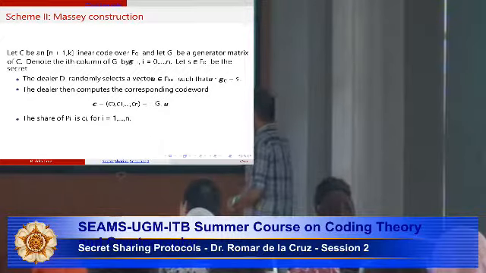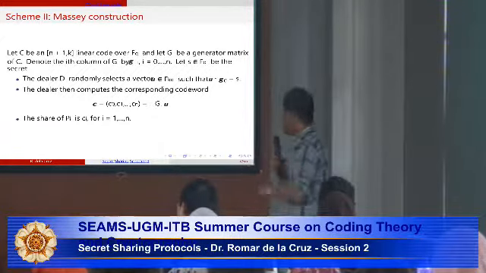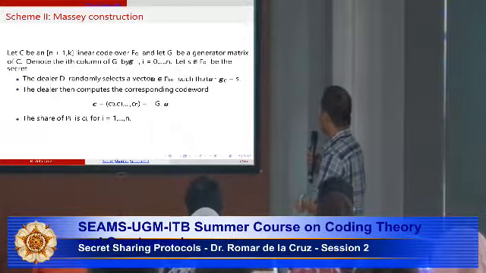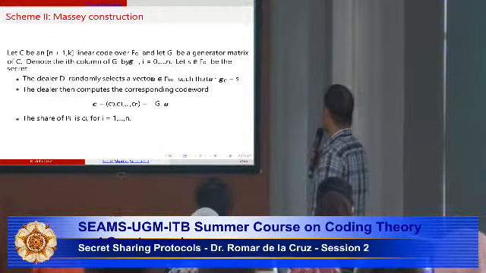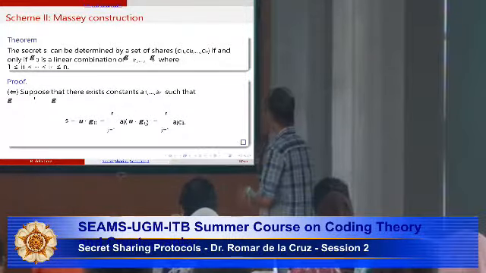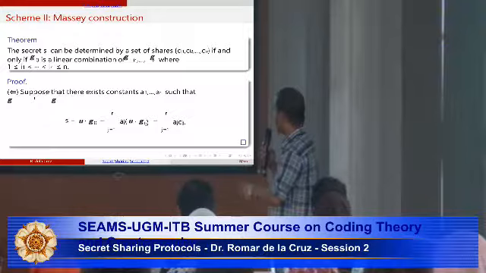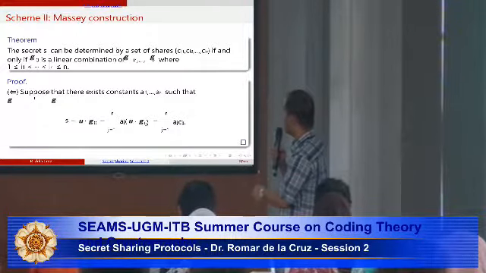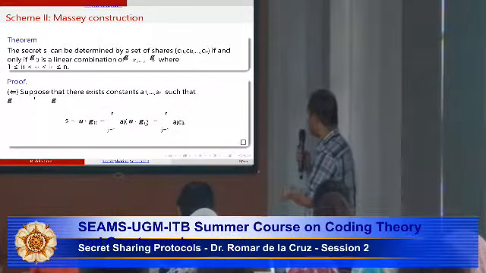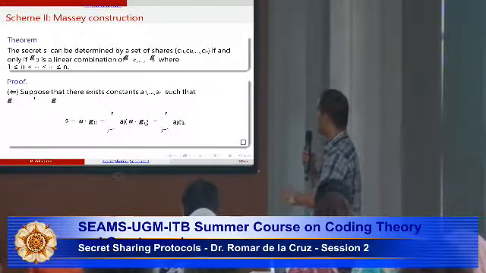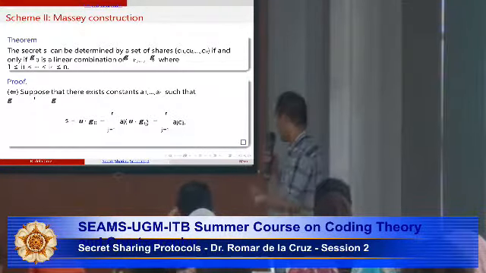To characterize the access structure, we have this theorem. Suppose we have a set of shares c_i1 up to c_ir. Then they can determine the secret if they satisfy this property: the first column is a linear combination of these columns of the generator matrix. These columns correspond to the shares. So this is one way to characterize the access structure.